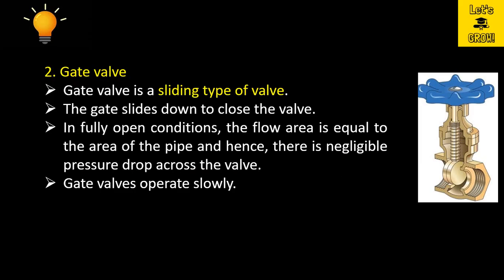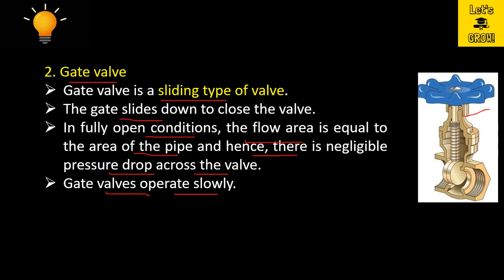Now the next valve is the gate valve, correct? This gate valve is a sliding type of valve. The gate slides down to close the valve. In fully open conditions, the flow area is equal to the area of the pipe and hence there is negligible pressure drop across the valve, and this gate valve operates slowly. So this is the figure of the gate valve, correct?